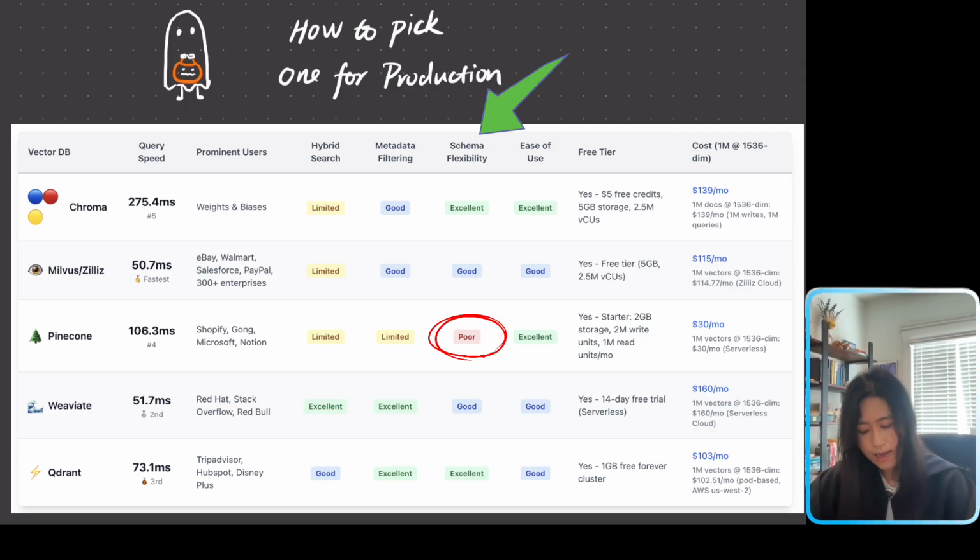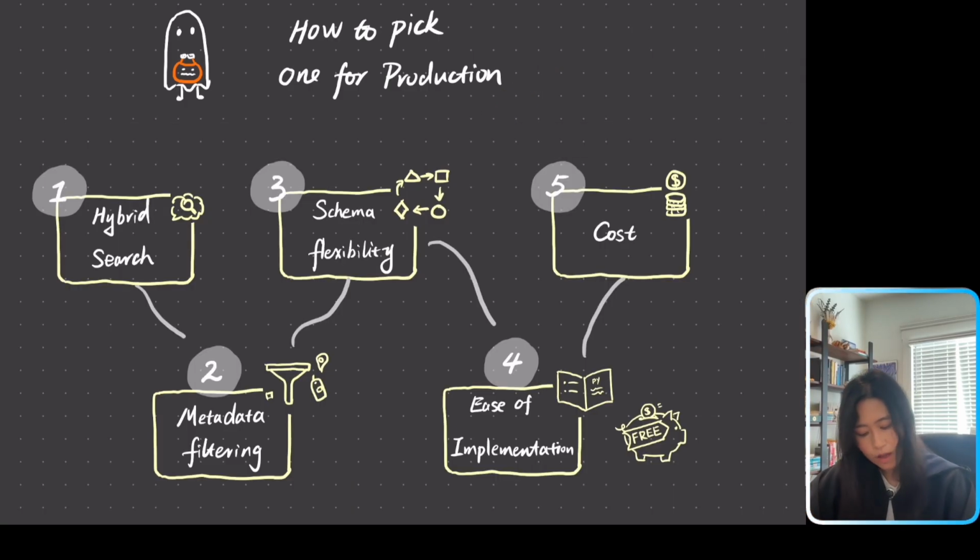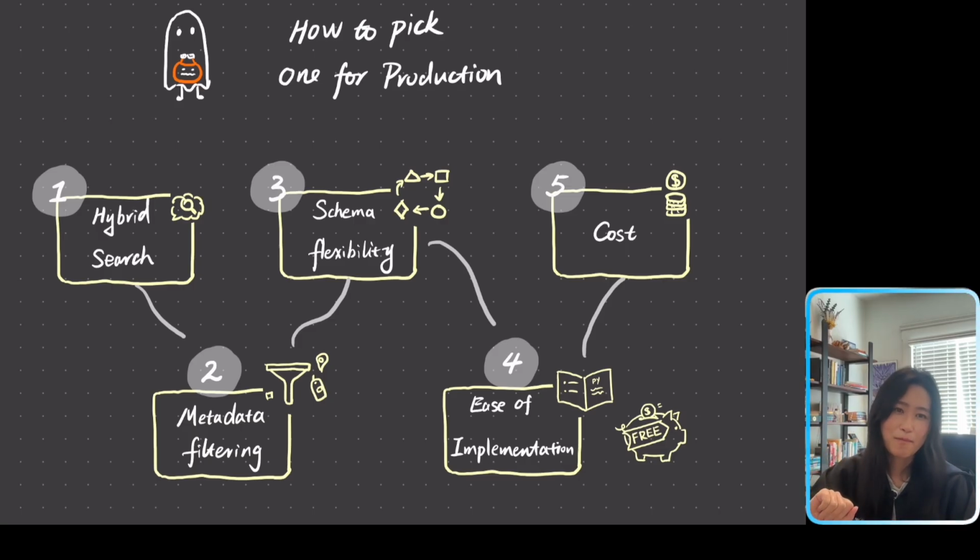Number 4 is ease of implementation. When I think about implementation, the first thing I'm thinking about is, do they have a free tier for you to try? And do they have good documentation with both clear explanations for the concepts as well as tons of code examples? I think this is very important nowadays for both human engineers as well as AI coding assistants, because that will make your prototype much easier. And number 5, of course, is cost, and we'll look at each of these in detail.